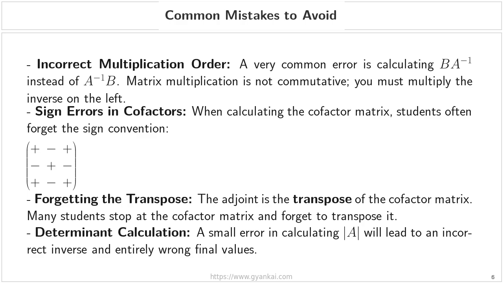Finally, be extremely careful with your initial determinant calculation. As we learned, the determinant is the foundation of the entire process. If you make even a tiny arithmetic error while calculating the determinant of A, it will lead to an incorrect inverse, and your final values for the variables will be entirely wrong. Take your time with these steps, and you will find the process much more reliable.